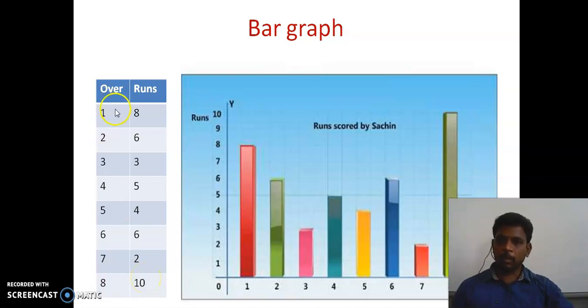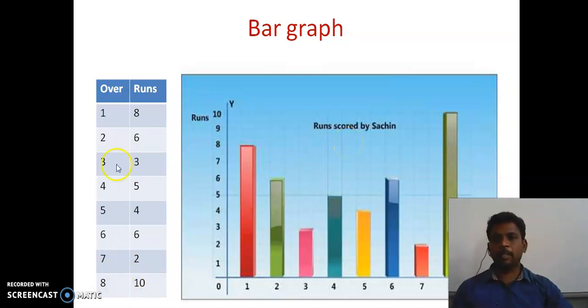So in the first over, how many runs scored by Sachin? 8 runs. And in the second over, 6 runs. And in third over, 3 runs. And fourth over, 5 runs. And in fifth over, 4 runs. Sixth over, 6 runs. Seventh over, 2 runs. And finally in eighth over, 10 runs scored by Sachin.